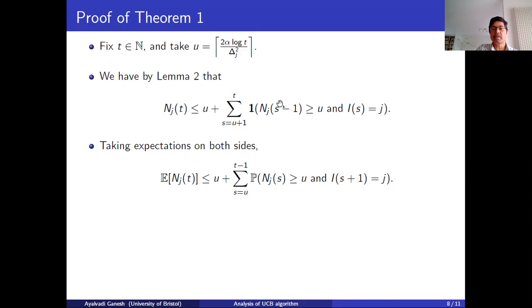I've made a change of variables. I've changed s minus 1 here to s. So s has become s plus 1. And the sum has changed from u to t minus 1 instead of u plus 1 to t. So there's a slight change of variables I've made, but other than that, I'm just writing the expectation of the indicator of an event as the probability of the event. Let me pause again to make sure that's clear.